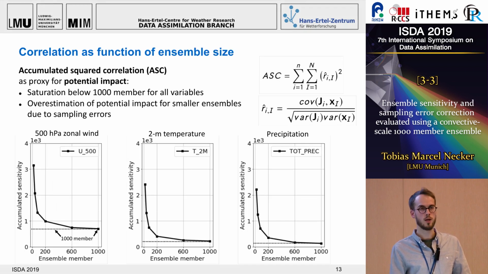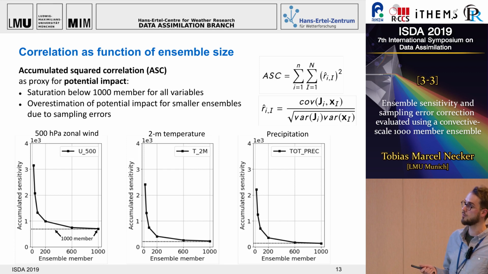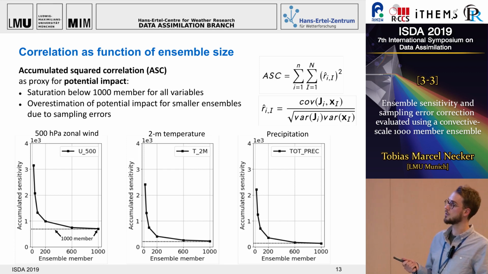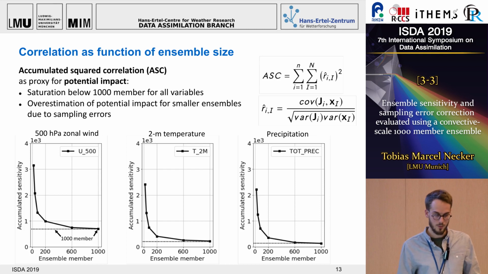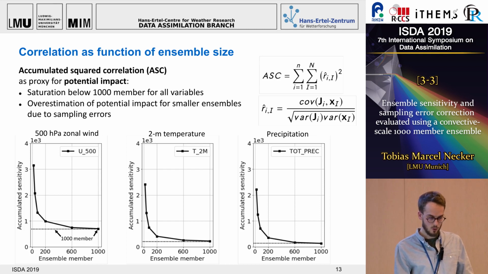And now I want to come to the part where we want to show that we can use the accumulated square correlations as a proxy for the potential impact of observations. And so up here you can see our definition of the accumulated square correlation. So we sum up all correlation values over our matrix and also over our state variables.